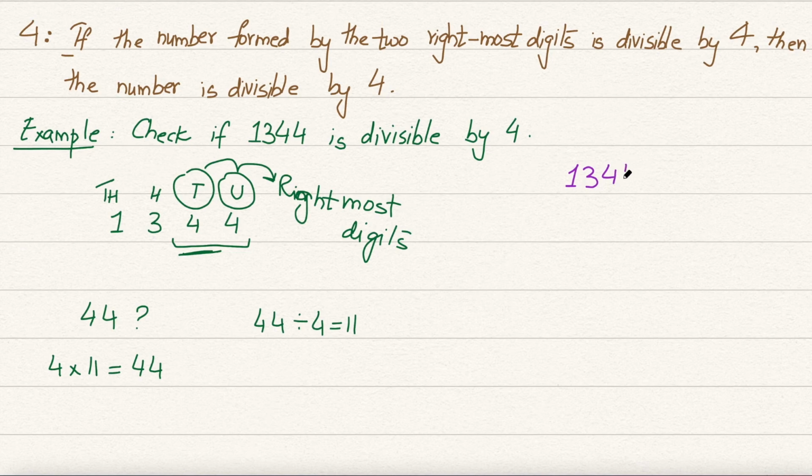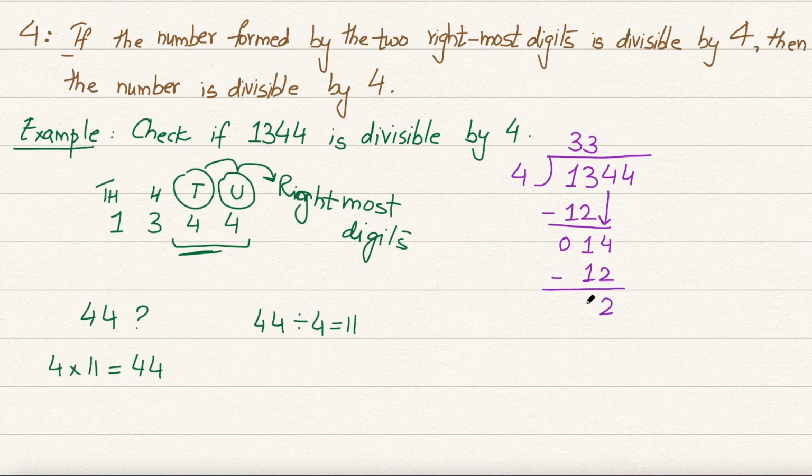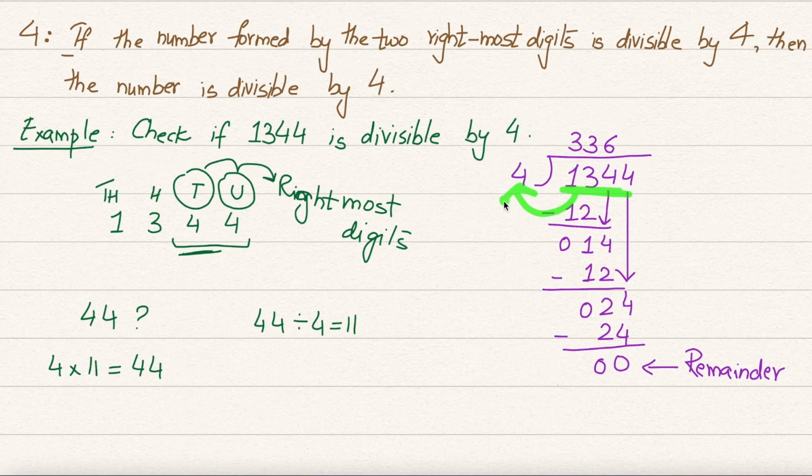Let's perform long division. 1344 and 4 goes outside. 4 times 3 is 12. 3 minus 2 is 1 and 1 minus 1 is 0. Bring 4 down. This is 4. 4 times 3 is 12. 4 minus 2 is 2 and 1 minus 1 is 0. This number is left to be divided, so we will bring this number again. 4 will be brought here. This becomes 24. 4 times 6 is 24. Subtract these two again. 4 minus 4 is 0 and 2 minus 2 is 0. Here you can see that the remainder is 0. That means the number 1344 is completely divisible by the number 4.